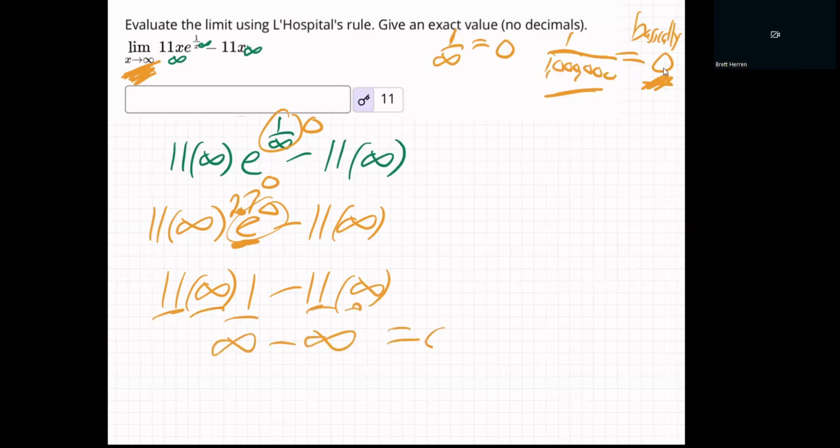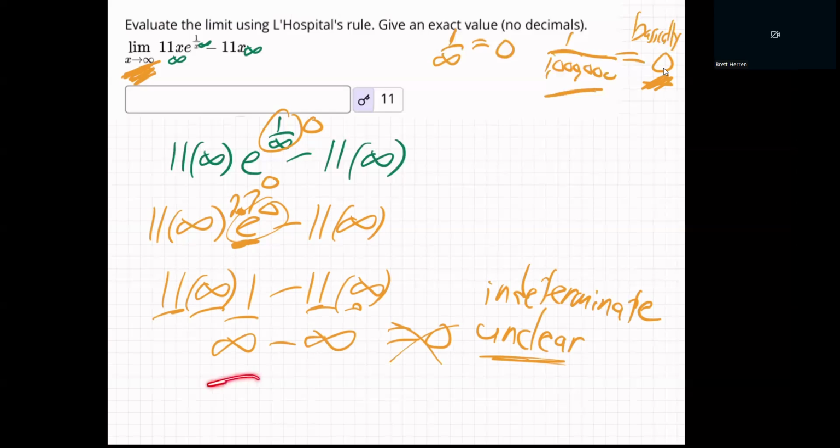Infinity minus infinity. That's zero. No, no, no. That's unclear. We call it indeterminate. That's the official math word. Indeterminate, meaning we cannot determine what it is. It's unclear. We can't determine the answer. You might think, yeah, we can. We're talking about infinity minus infinity, zero, clearly. No, no, no. It depends how fast those things get to infinity, right?